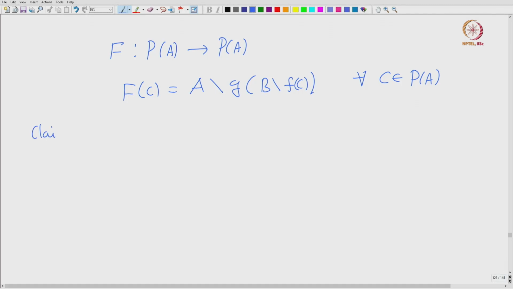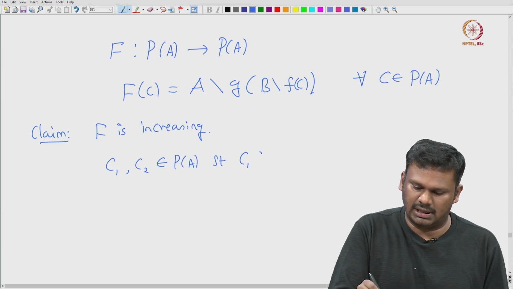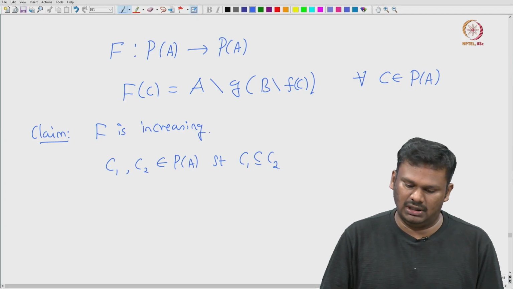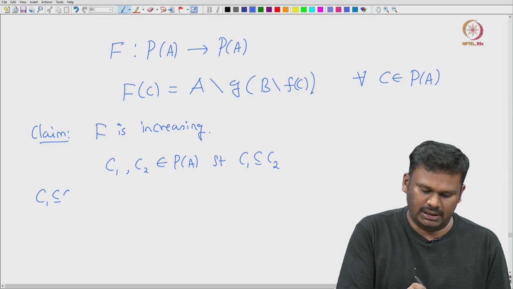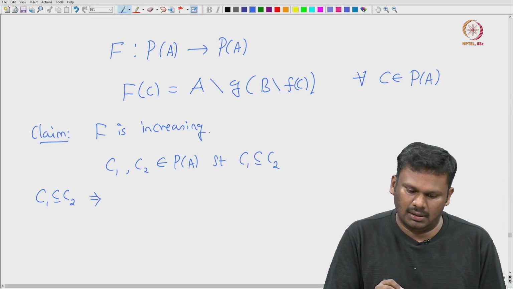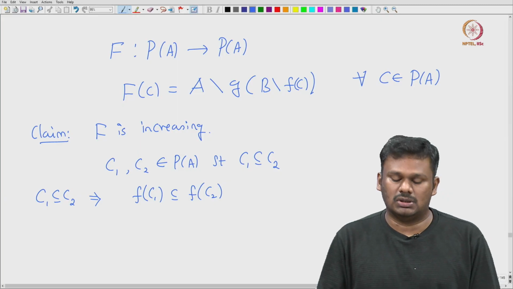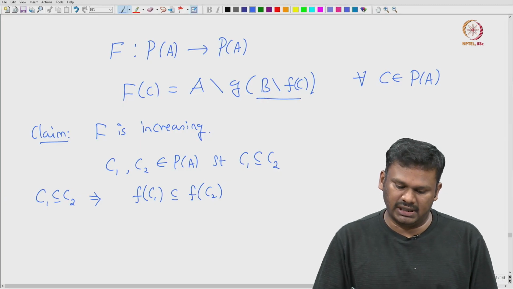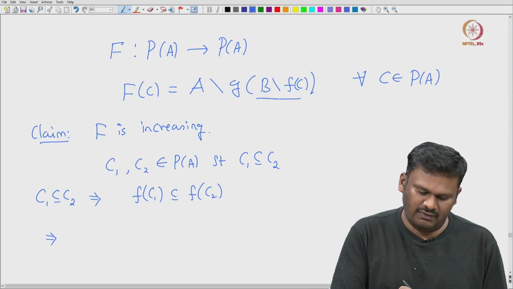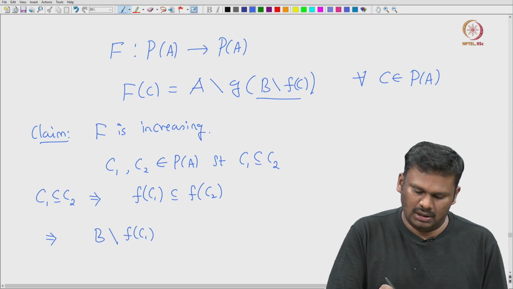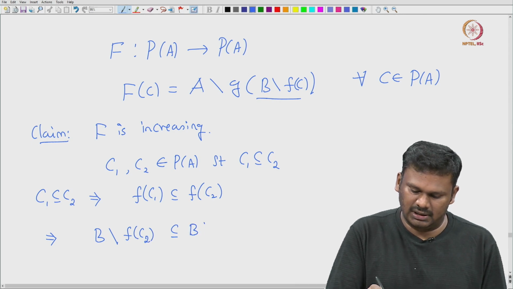So, now the claim is that F is indeed an increasing function. So, let us verify it is an increasing function. So, we start with, let us say, C1 and C2 coming from this P of A such that C1 is contained in C2. Okay. Now, using this we need to actually verify. So, now C1 is contained in C2, that would imply that f of C1 is indeed contained in f of C2. Okay. So, now we are going to take the complement of this inside B. So, then we will get that B difference f of C2 will be contained in B difference f of C1.